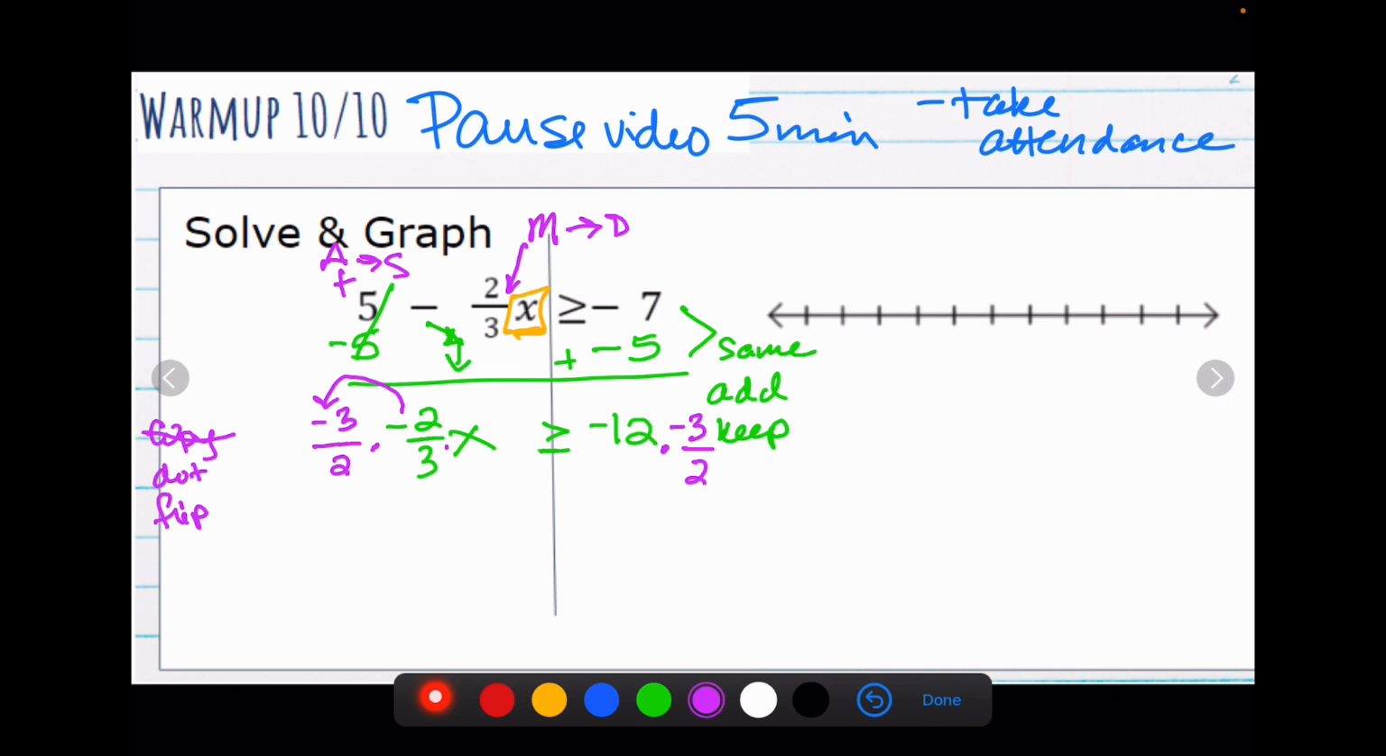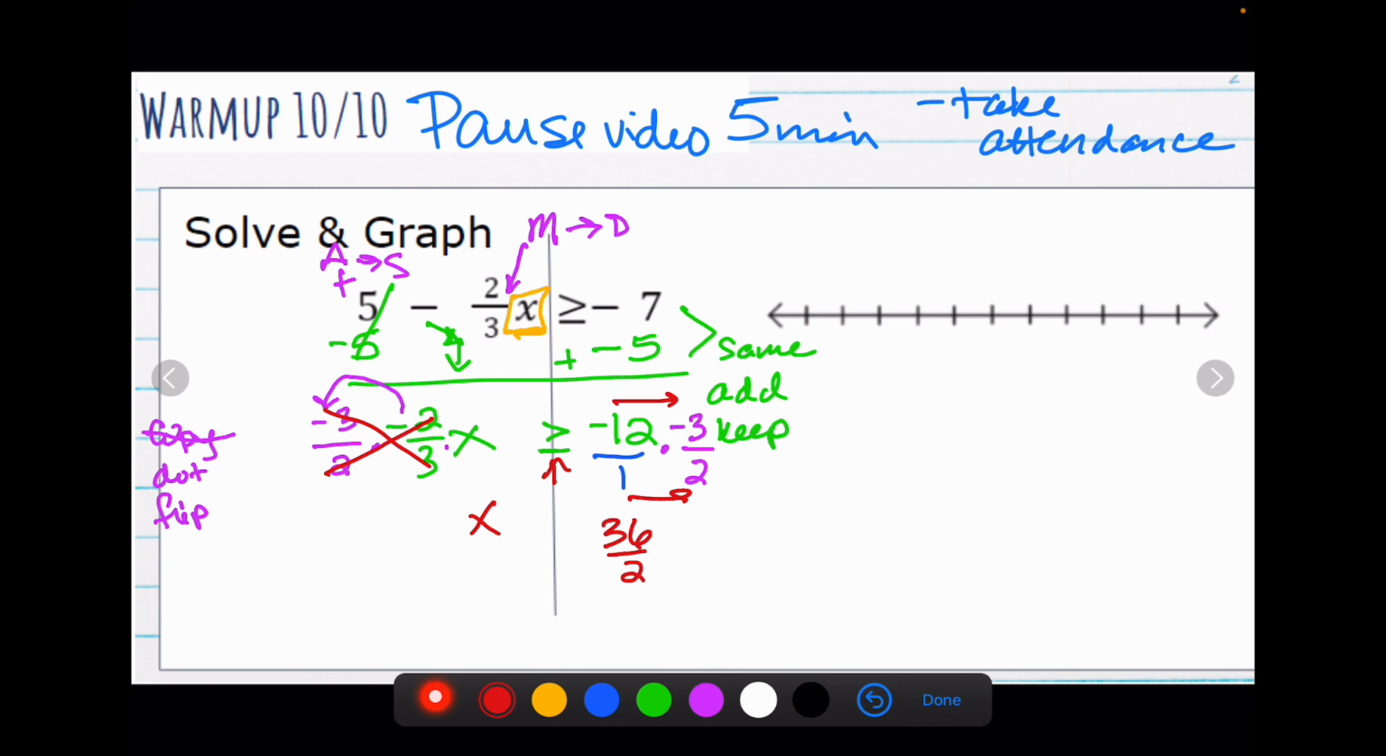Now remember, in order for us to multiply this fraction with this whole number, it needs to be written as a fraction. So therefore, I need to change that to a -12/1. On the left-hand side, because these are opposite reciprocals of each other, they do cancel out. So those cancel out, x comes down. Okay, I'm going to multiply straight across. And I'm going to get a +36/2. But my question is, do I leave my symbol the same or do I flip it?